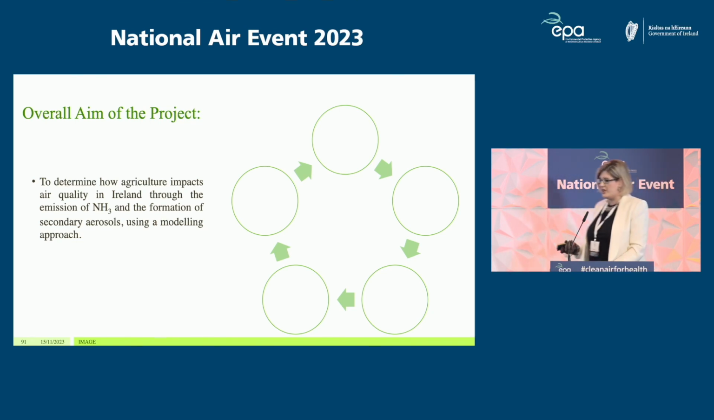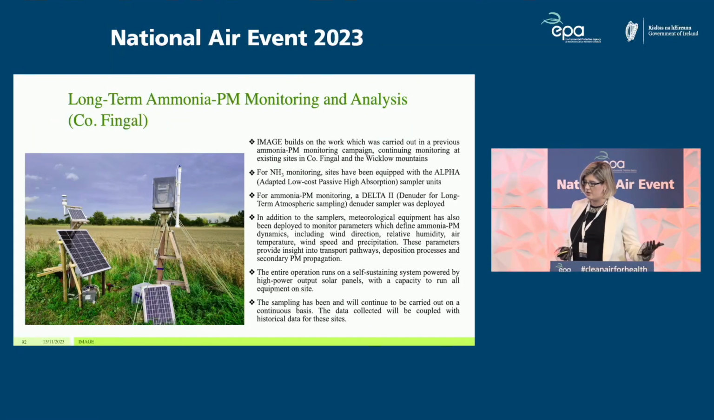So what do we actually do with the IMAGE project? We try to determine how agriculture impacts air quality in Ireland through the emission of ammonia and the formation of secondary aerosols, and we will build a model out of this to show how it actually works.